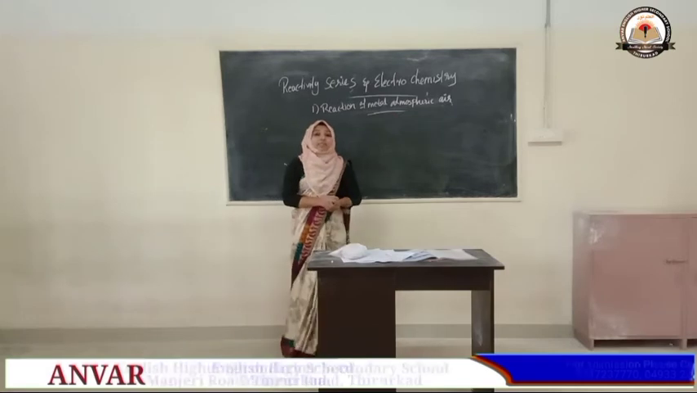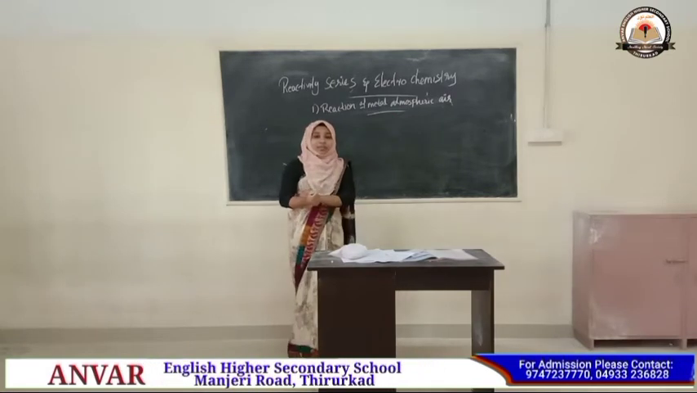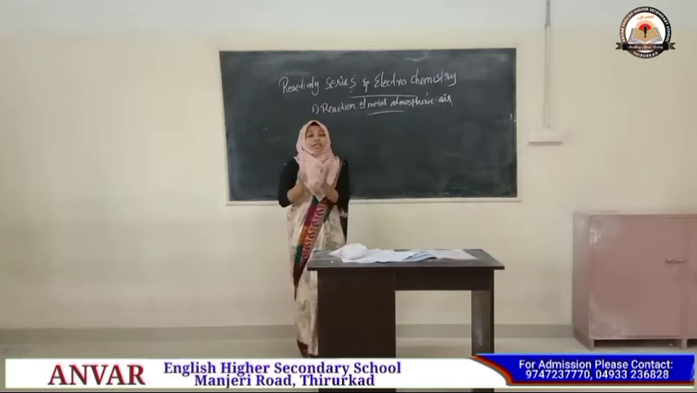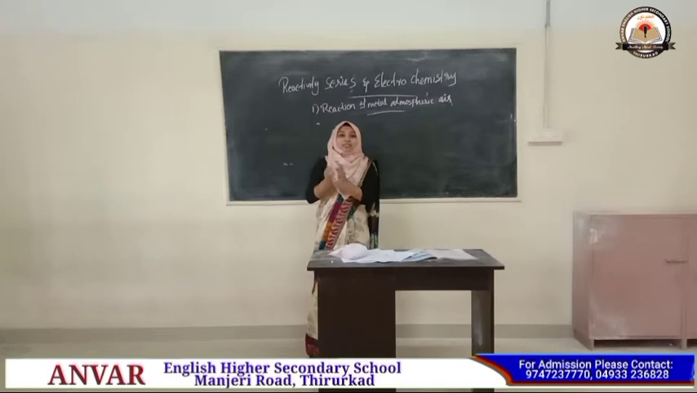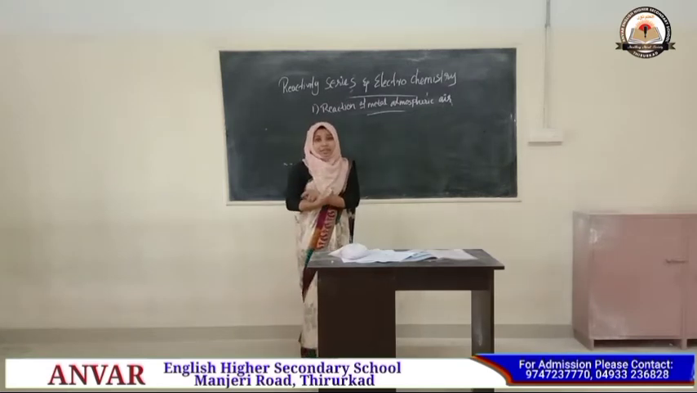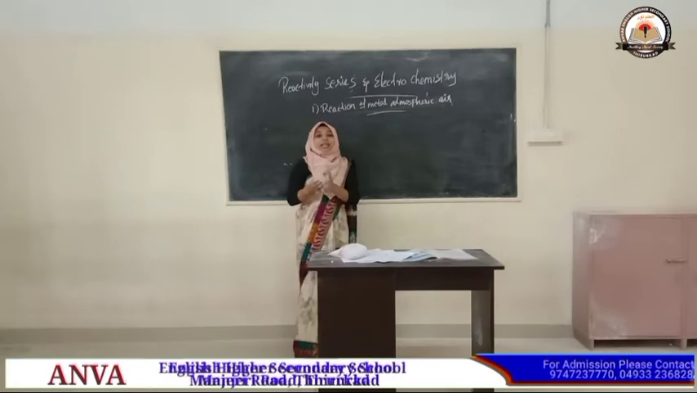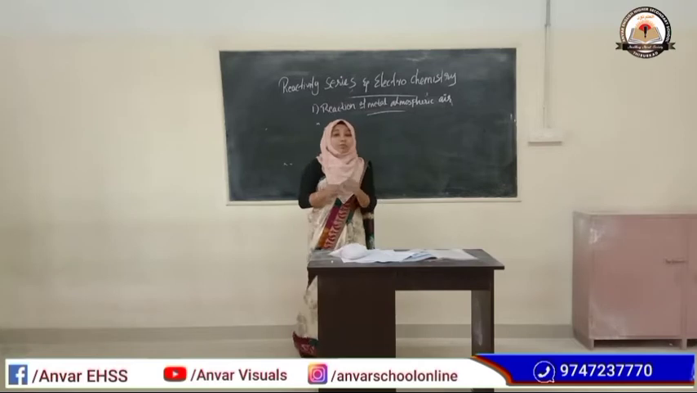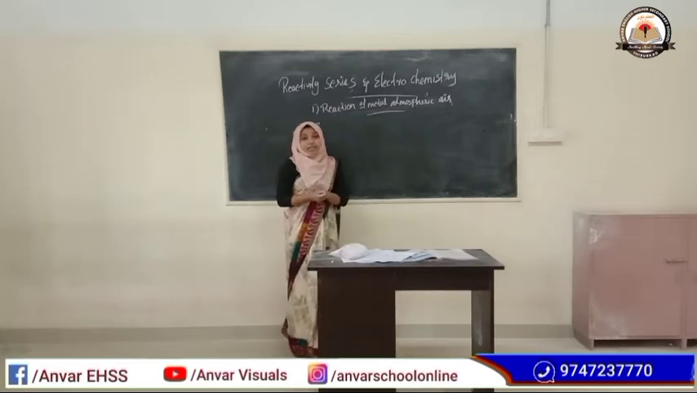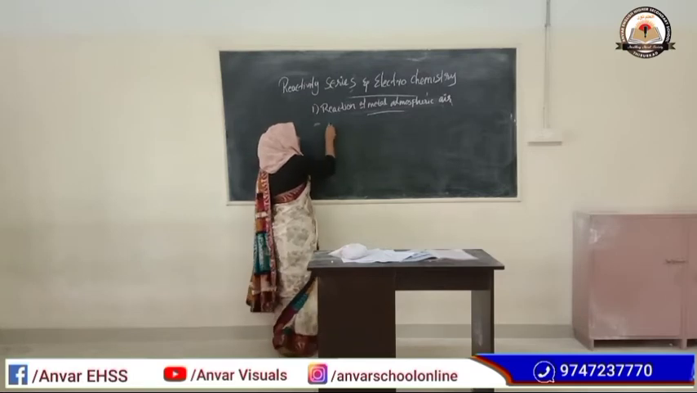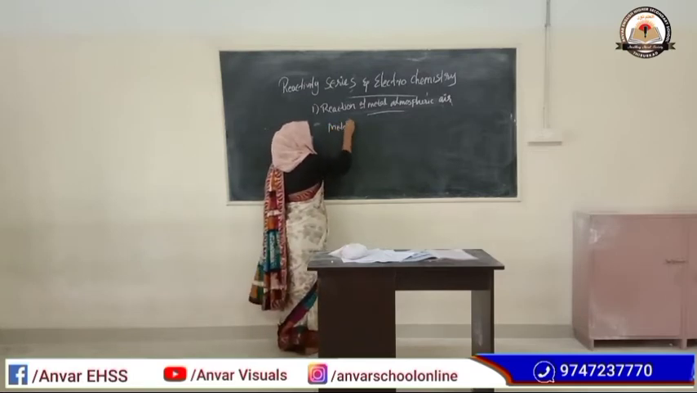Reaction of metal with atmospheric air. We know that a newly cut metal, a new surface of the metal, becomes very shiny. The shining property of metals is called metallic luster. This topic we already learned in our 8th standard, isn't it? The proper shining of the metal is called metallic luster.